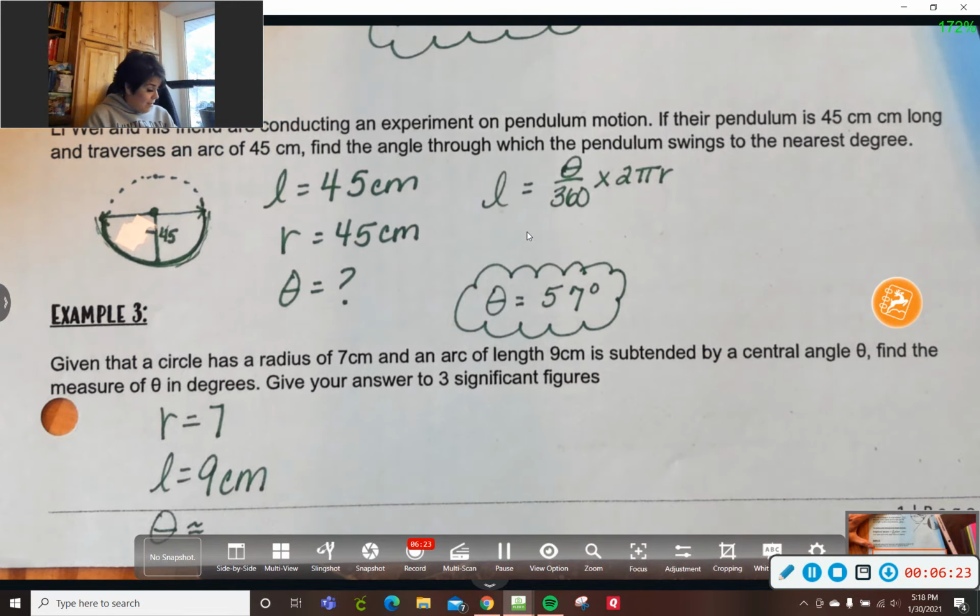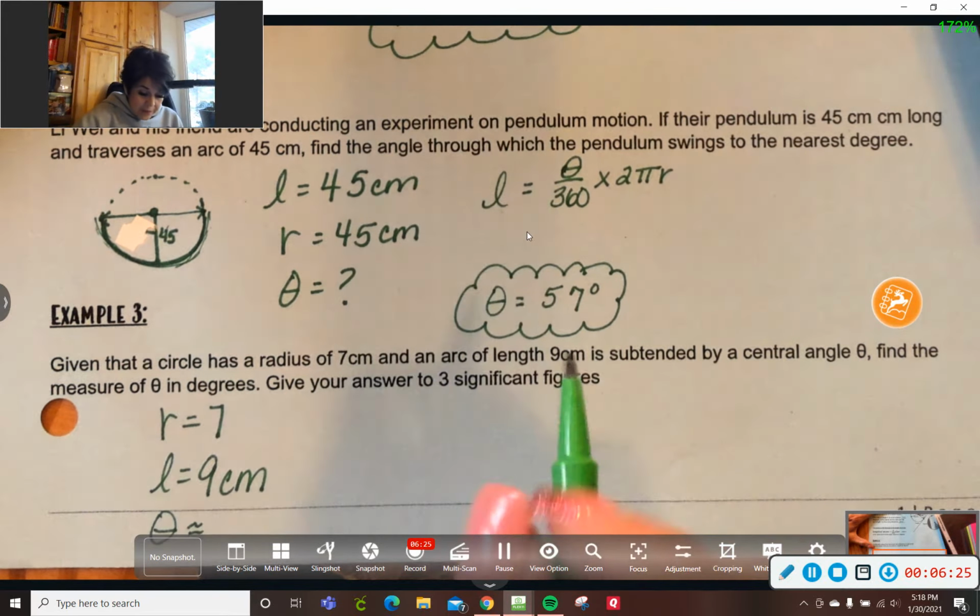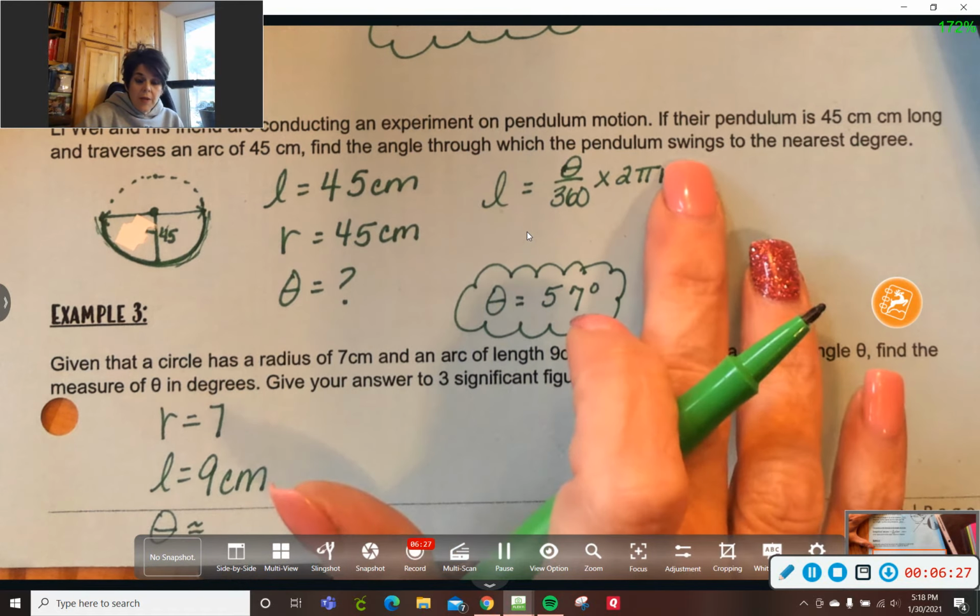So it's kind of the same thing, just this one's just straight up. All right, this one you're going to work just like this one. You're going to plug in what you know.